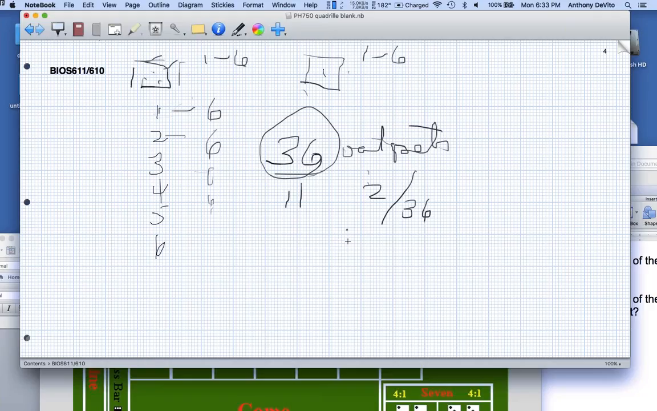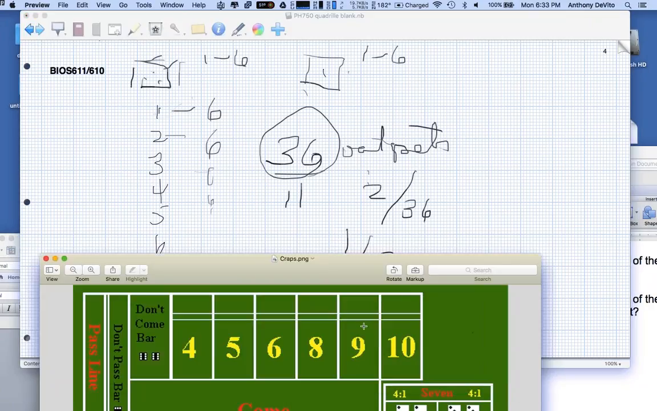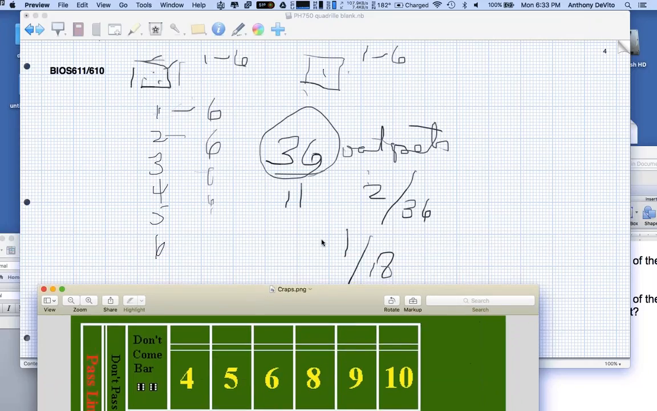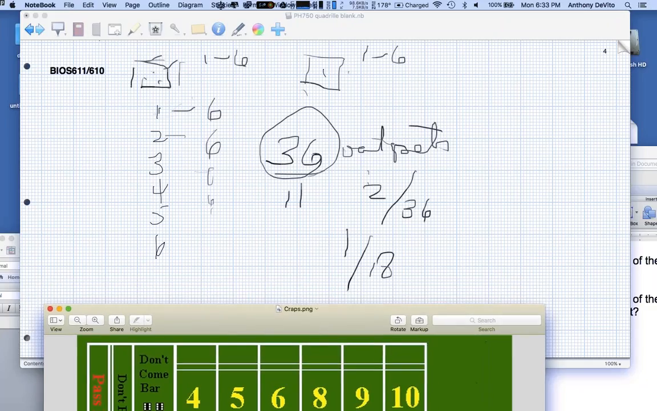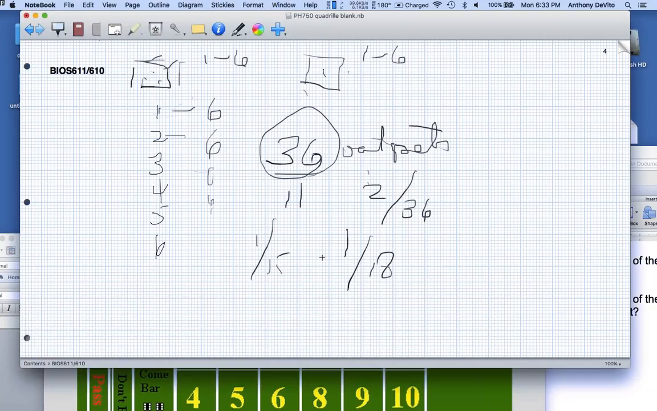What is 2 out of 36? That's 1 out of 18. How much does it pay off? 15 to 1, right? So let's think about this. What is 1 out of 18? What's the probability of 1 over 18? Somebody with a calculator? 5%. Right, 5%. Okay, what's 1 out of 15?